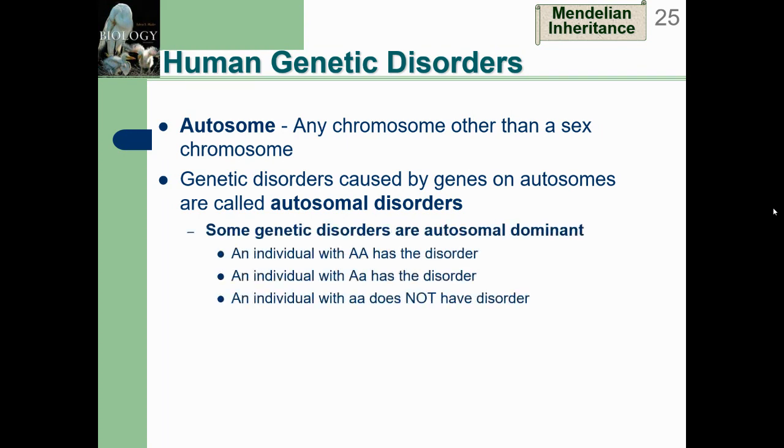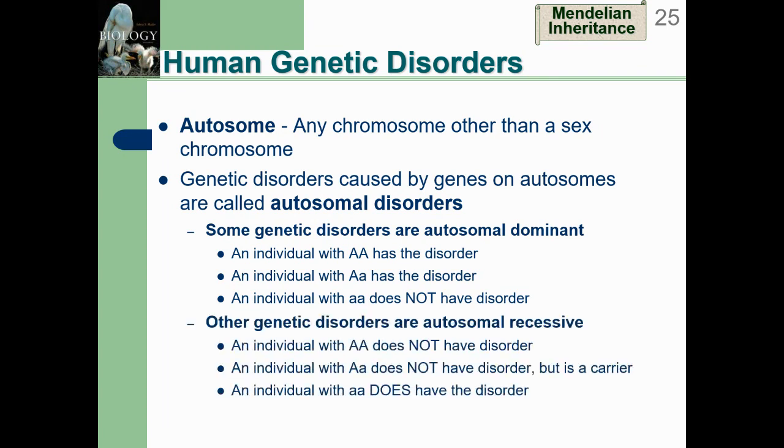And we can look at the pattern of inheritance, and sometimes we see that these autosomal disorders are dominant. We call these autosomal dominant disorders. Autosomal dominant disorders are characterized by being present with either the homozygous dominant or the heterozygote. All you have to do is have one dominant allele to have the disorder. The only way you don't inherit the disorder is if you get two recessive alleles from your parent.